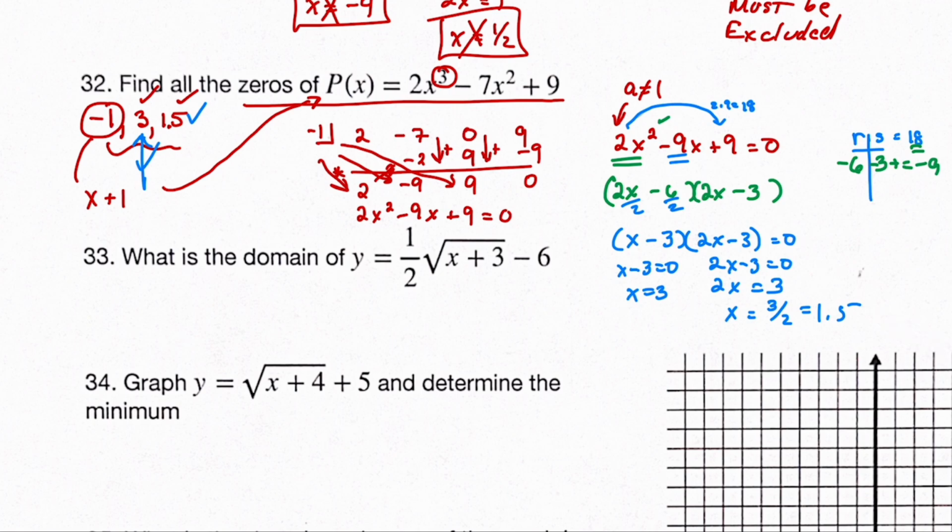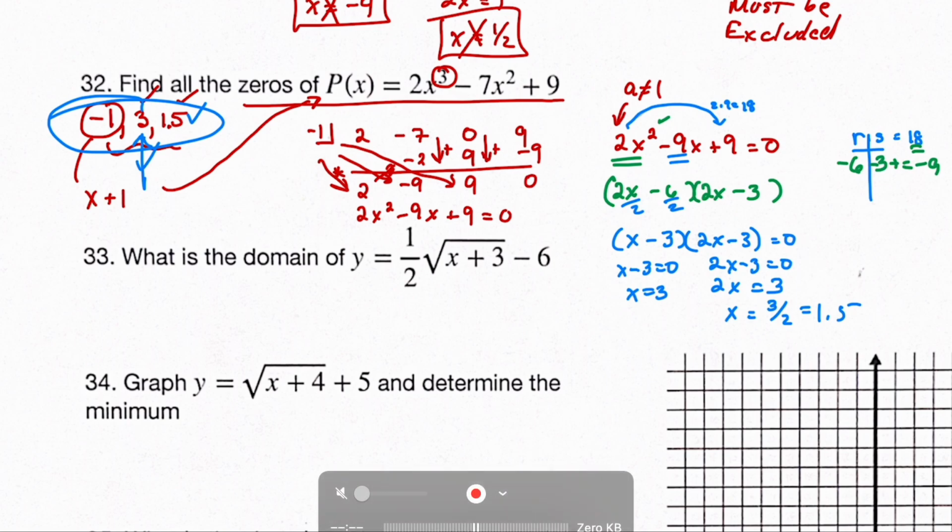So graphically, boy, talk about easy. And if we need to, though, we can actually find factors once we get one solution. And that's it for problem number 32.